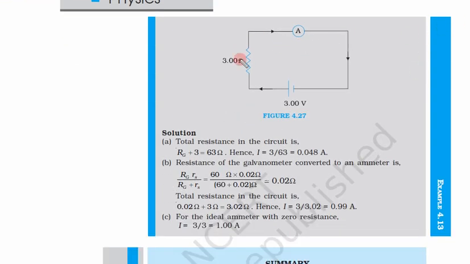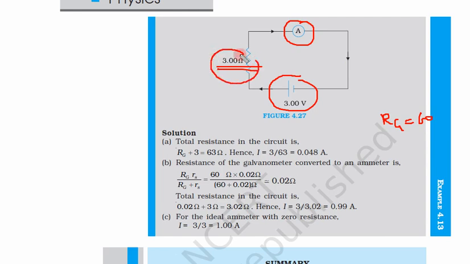So let us solve this problem. So here is our circuit. In this circuit, this resistance itself is 3 ohm and this is ammeter. It is connected to the battery of 3 volt. Now we have to calculate what is the current flowing in this resistance. In the first case, when galvanometer is attached with 60 ohm resistance, that means this ammeter has 60 ohm resistance. So we have 3 ohm and then in series we have 60 ohm. So total resistance is galvanometer resistance plus resistance of this, so 63 ohm, 60 plus 3, 63 ohm.